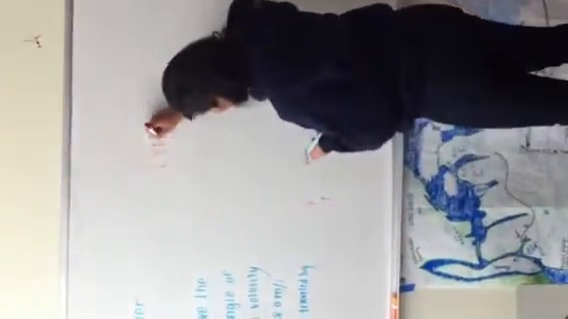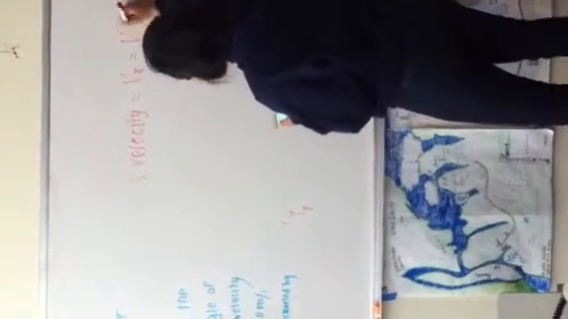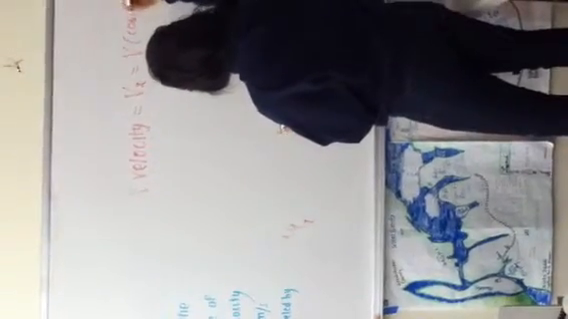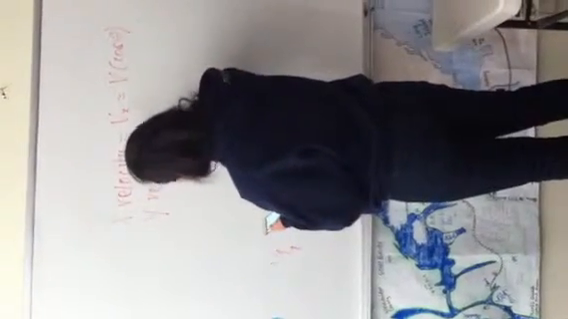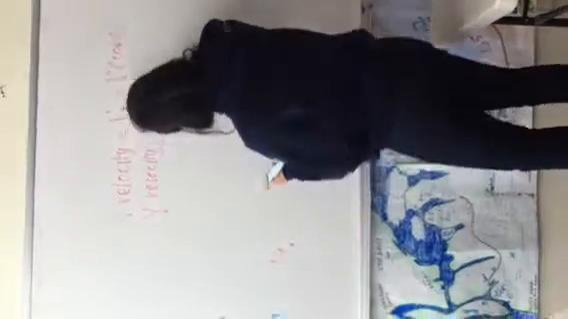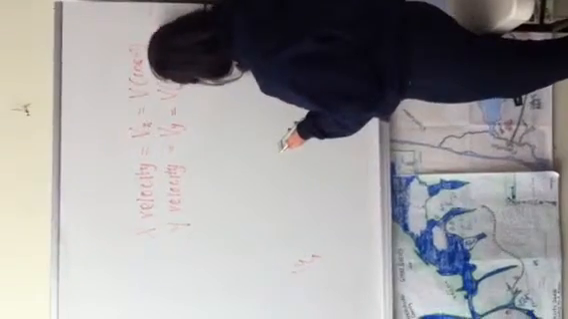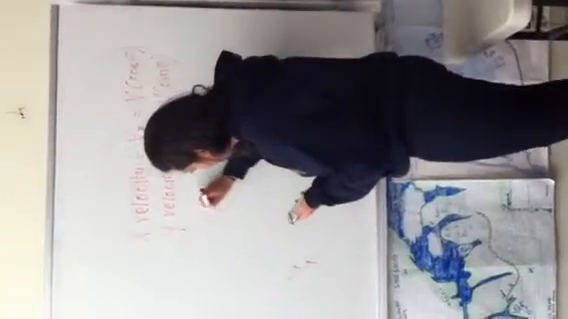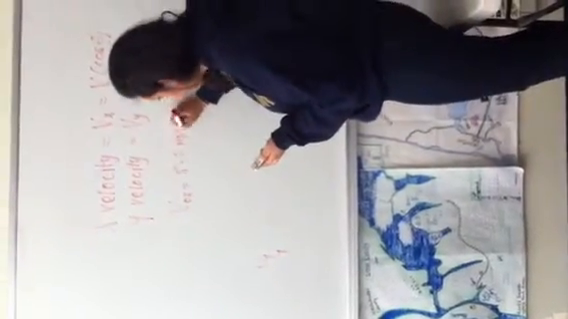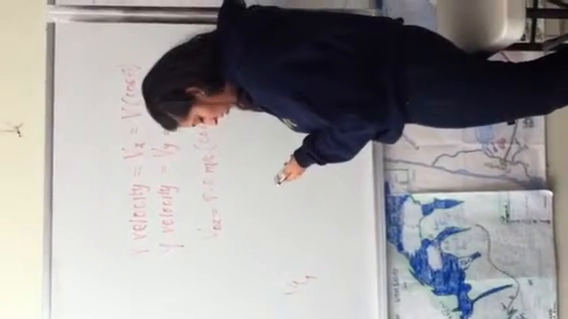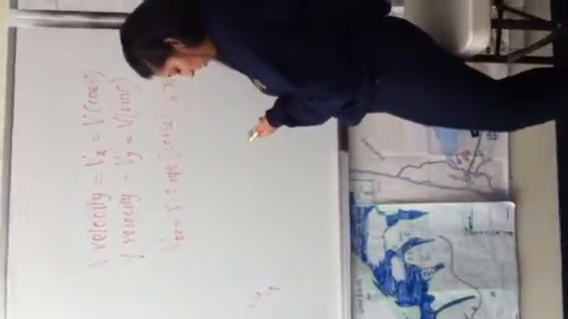So the x velocity is equal to vx, which equals v cosine theta, and the y velocity is equal to vy, which equals v sine theta. Okay, so then that is 8.0 meters per second times the cosine of the angle. So that ends up being 6.78 meters per second.